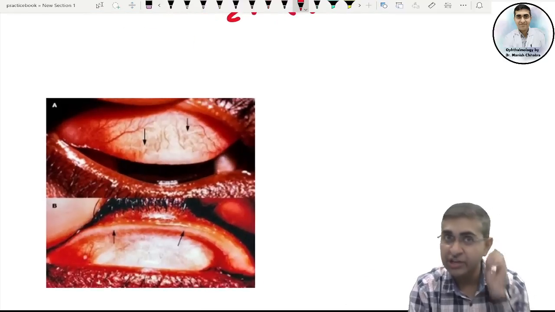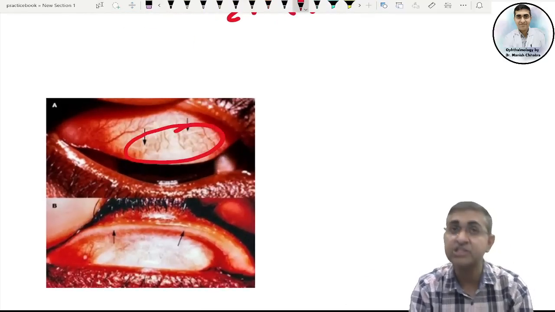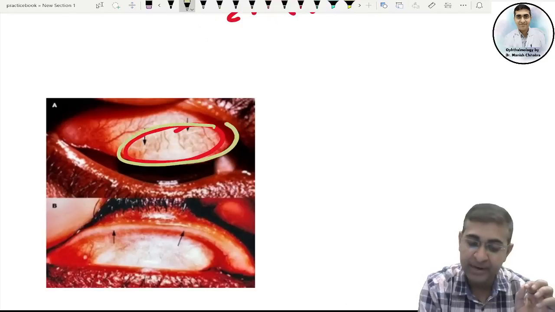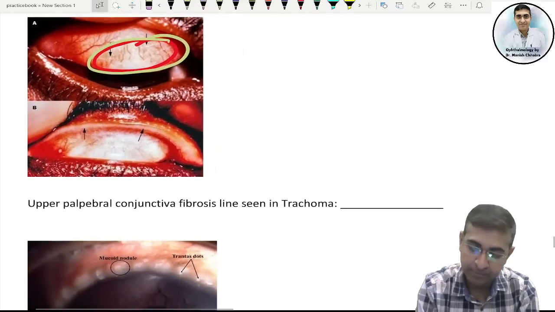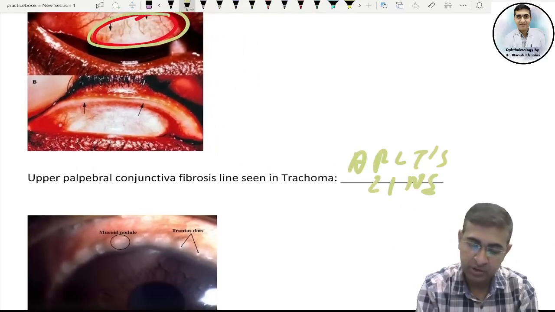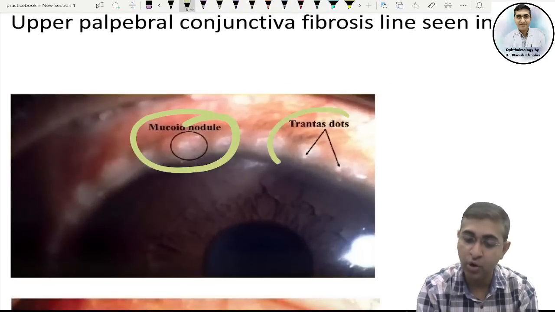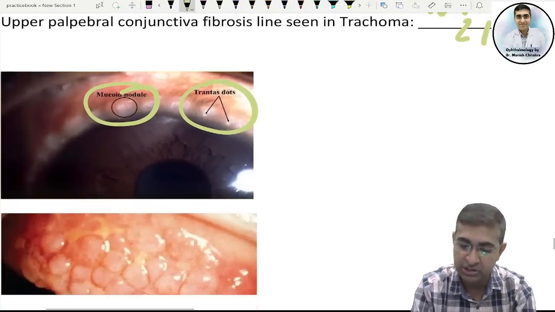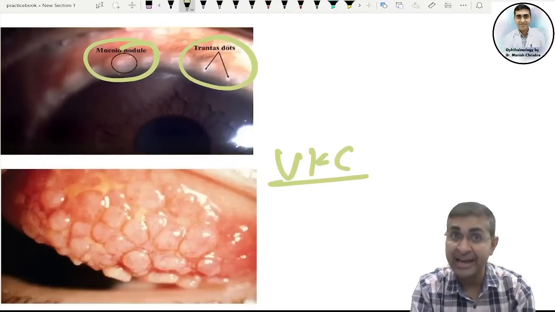And I was telling you about Arlt's triangle. Now comes Arlt's line. Arlt's line is a fibrotic scar present on the upper palpebral conjunctiva in trachoma. Now you can appreciate the limbal mucoid nodules with Horner-Trantas dots. These are seen in vernal keratoconjunctivitis, which is an allergic condition.